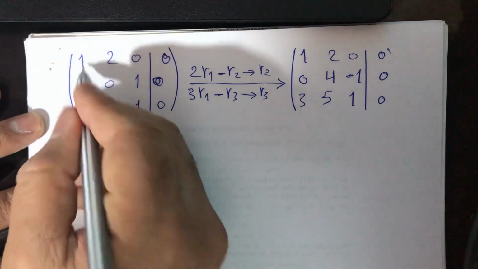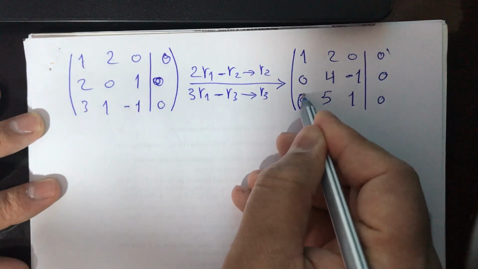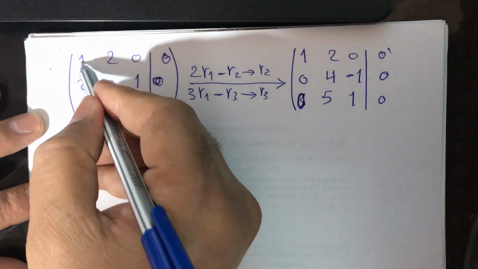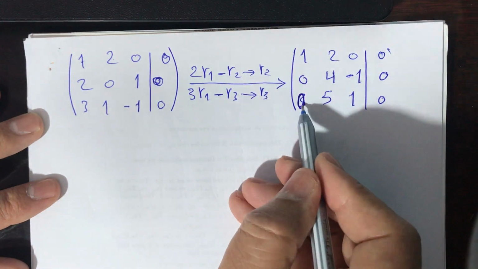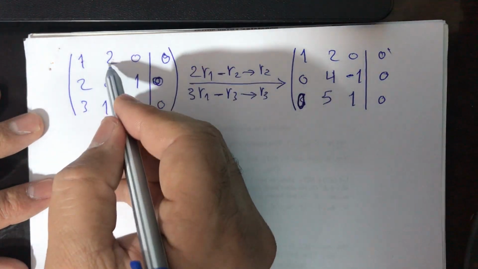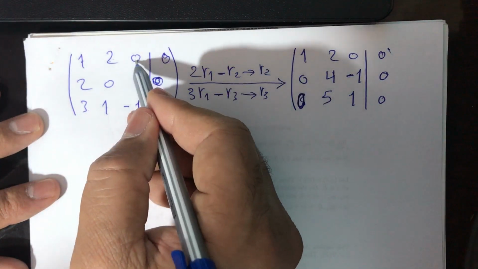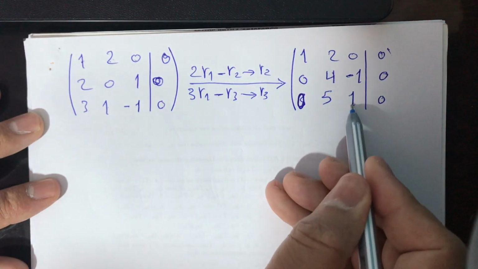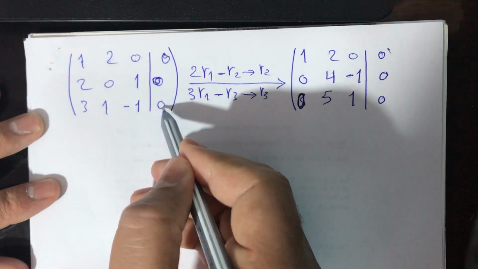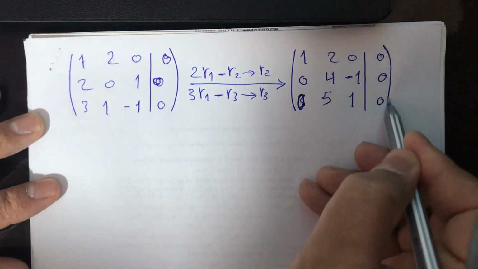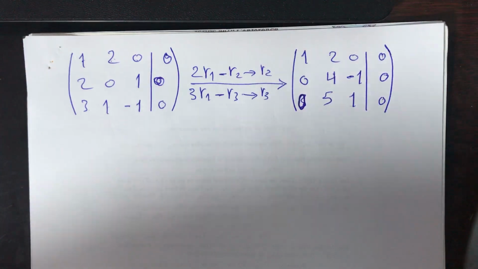Sorry, here 3 minus 3 will be 0, here 3 minus 3 will be 0, and here 6 minus 1 will be 5, and here 0 minus 5 will be plus 5, and here 0 minus 0 will be 0. This is what we get.